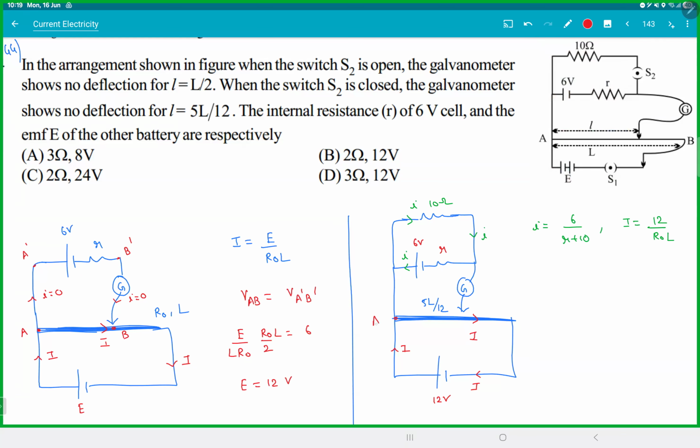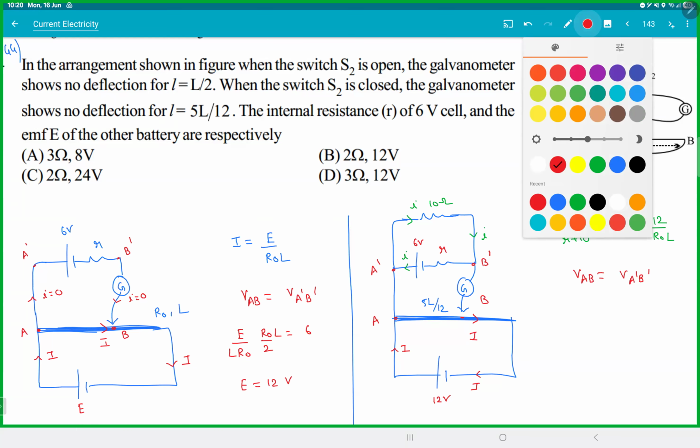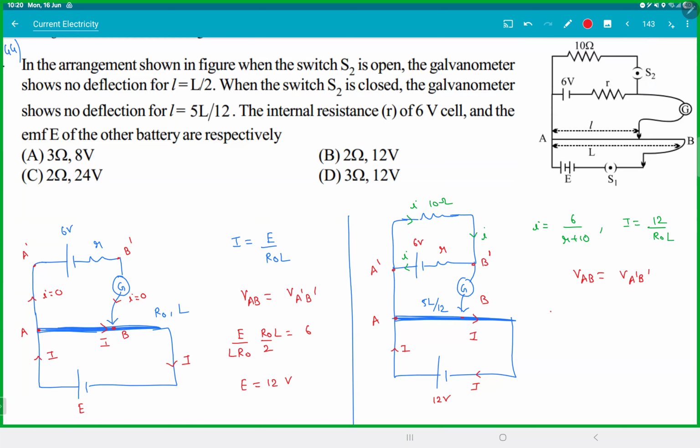Just name the points again here. A, this is A dash, this is B dash, and this is B. VAB is equal to VA dash B dash. This is 6 by R plus 10 into 10. There you got everything here. And you get 2 ohms. B answer. Check.